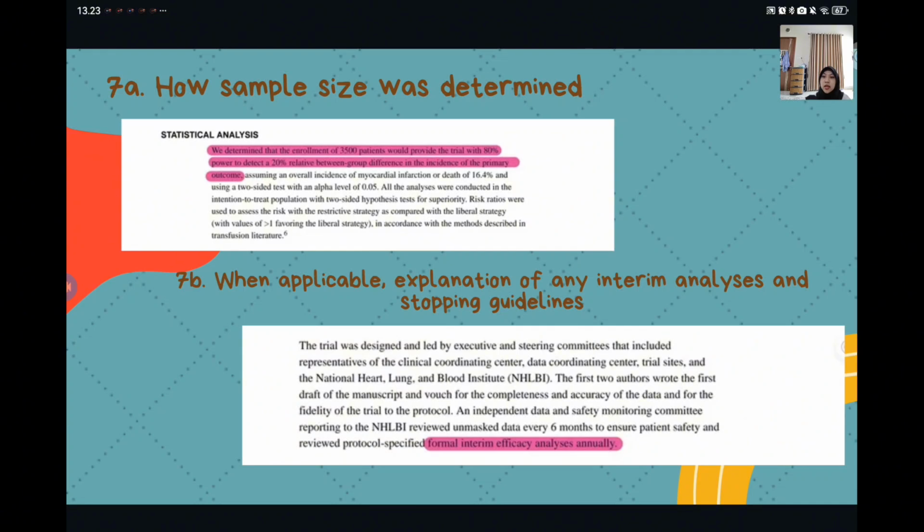Next is how sample size was determined. The sample size was calculated. They needed 3,500 patients to see if there is a 20% difference between the two strategies. The randomization is done well. They use a web system and block design, which is a good method.